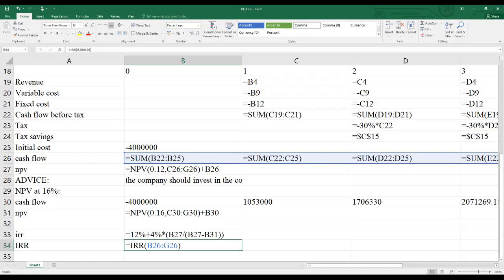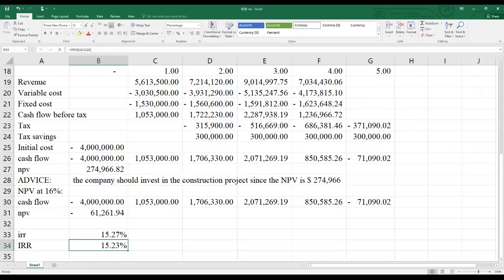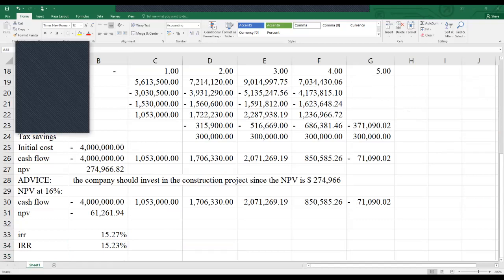Yes, sir. Okay, great. So that's simple to get the IRR. And now you can give the advice to the company, whether it should accept or reject the project. Based on the IRR, the company should accept the project since the IRR, 12.23%, is greater than the cost of capital, 12%. And that's what we are meant to have done in the particular question.